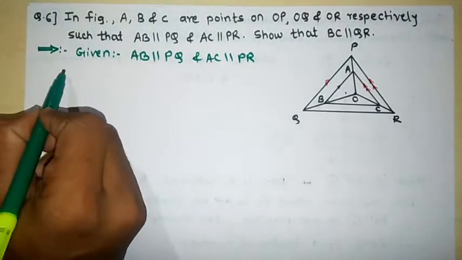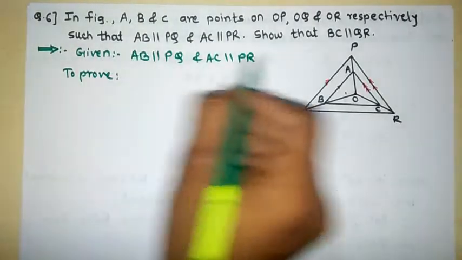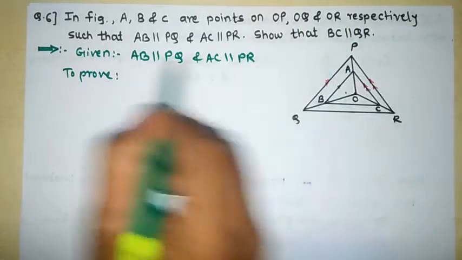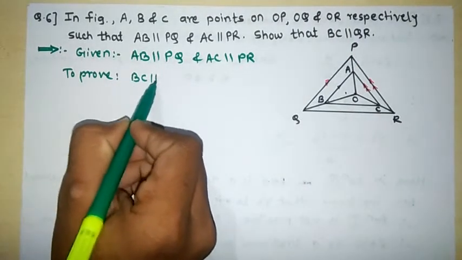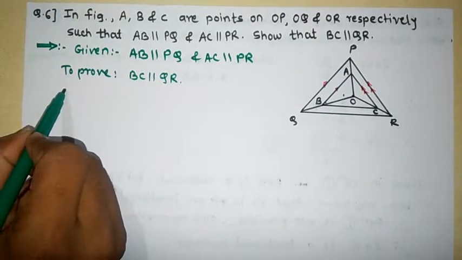And what we have to prove? To prove or to show: BC parallel to QR, we have to show here. That is to prove. And see here, proof.